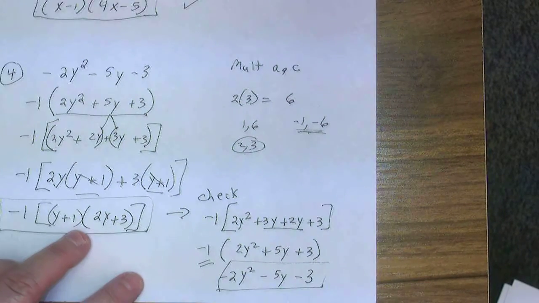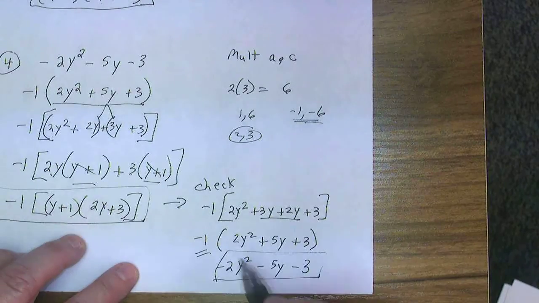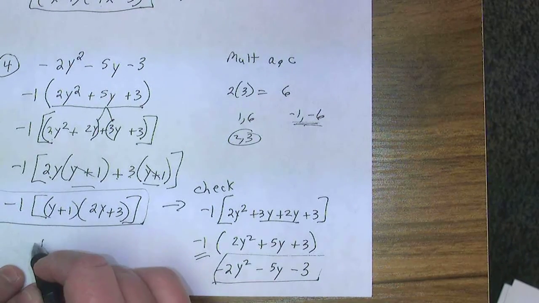That's the other reason why you can't just leave that negative 1 out when you're factoring it. So this is your final answer.